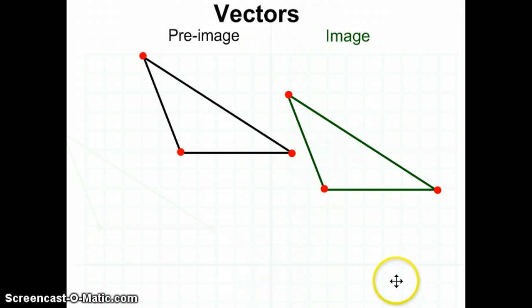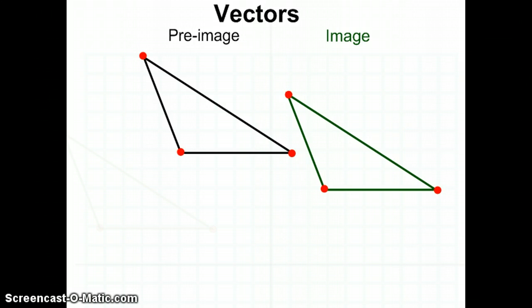Now, if we had these shapes on a grid, we could describe the translation using coordinate notation, which is what we worked on in class the previous day. But instead, what if we don't have a grid? How are we going to be able to describe this transformation if we don't even know what the coordinates of each point are? Well, that's where the concept of vectors comes in.